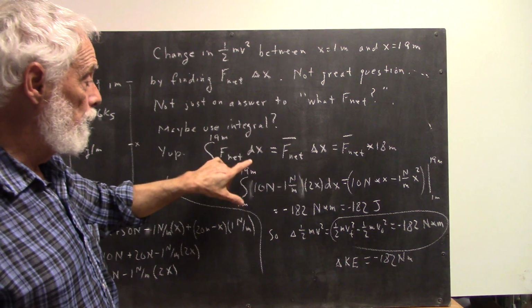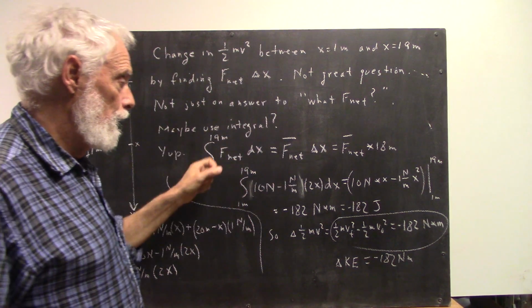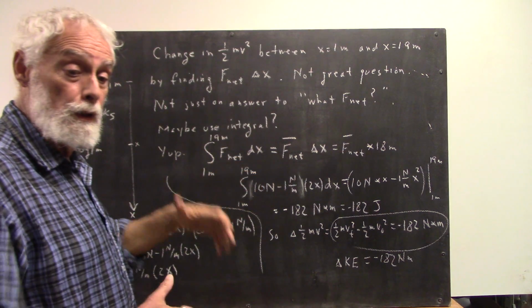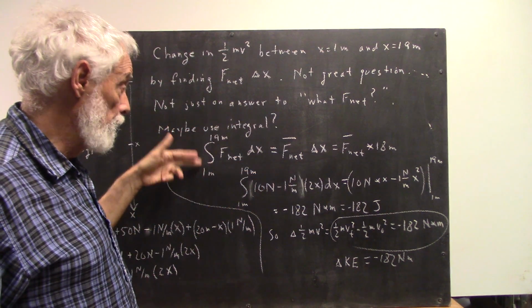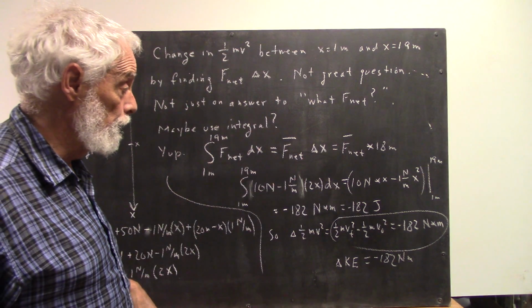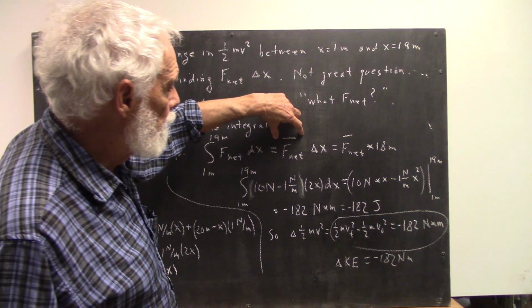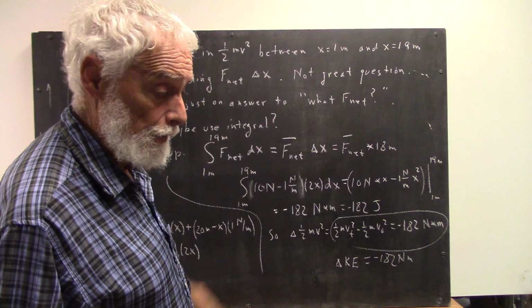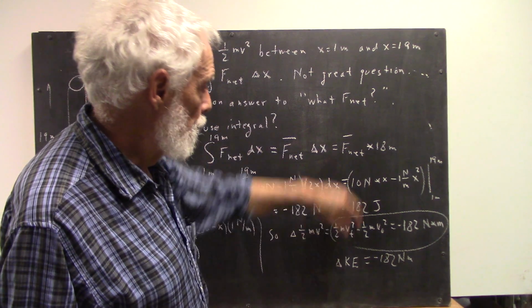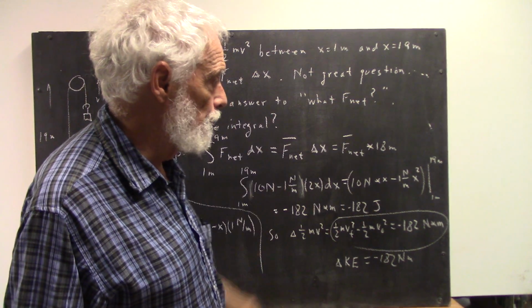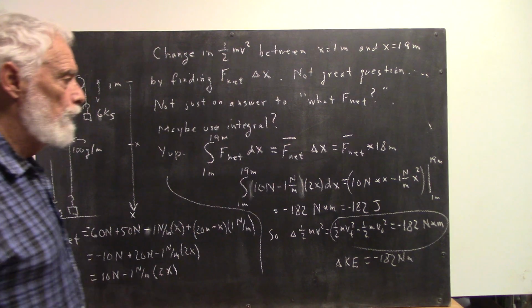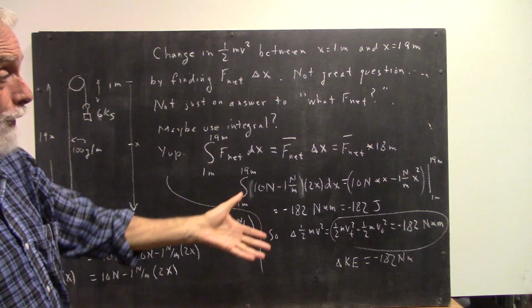Also, we note that the integral of f net with respect to x over some interval of x, from x equals 1 meter to 19 meters in this case, is equal to the average value of f net times delta x, which is equal then to the average value of f net times 18 meters. We could actually shortcut the integration process.